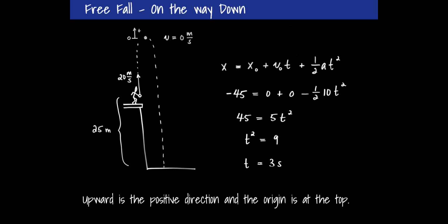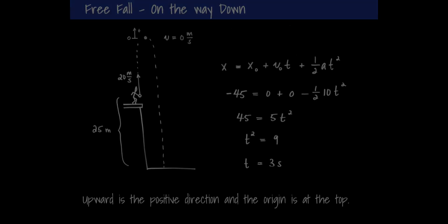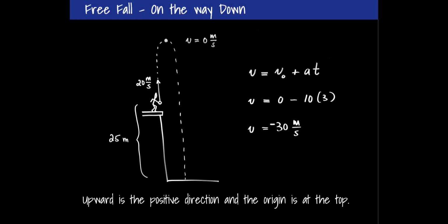Then 45 is equal to 5 times t squared. Quite cleverly, 45 divided by 5 is 9, and the square root of 9 is easy, it's 3. It takes 3 seconds to fall from the highest point all the way down. That means the entire motion takes 5 seconds, because I just add those times together. But it takes 3 seconds to fall from rest. The very next thing I'm going to do is trot out my velocity equation and see if I can work out how fast it's going when it hits the bottom.